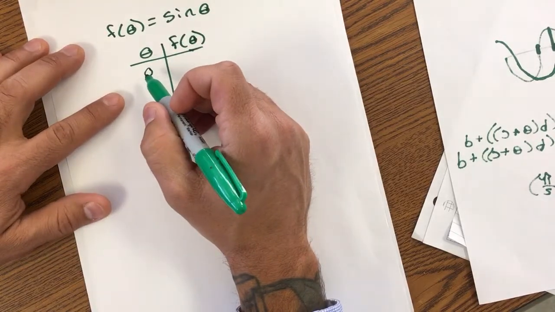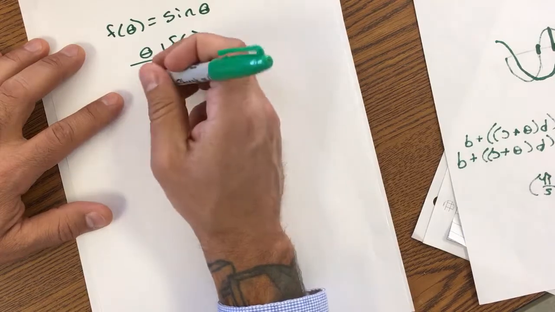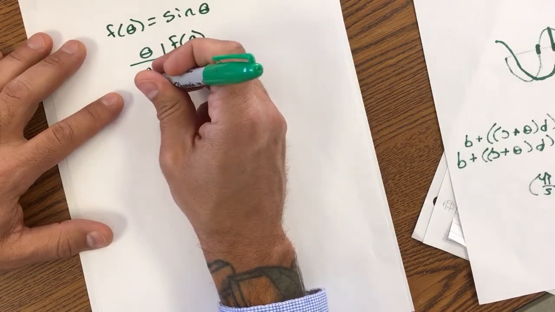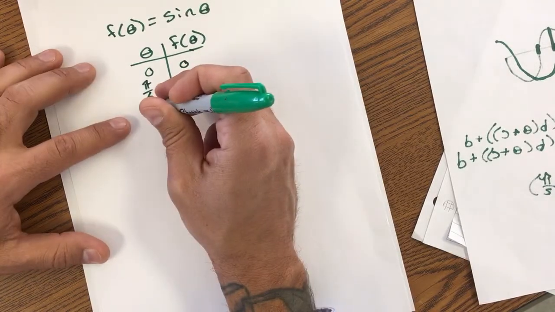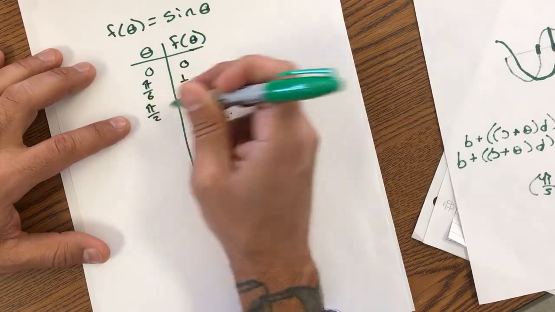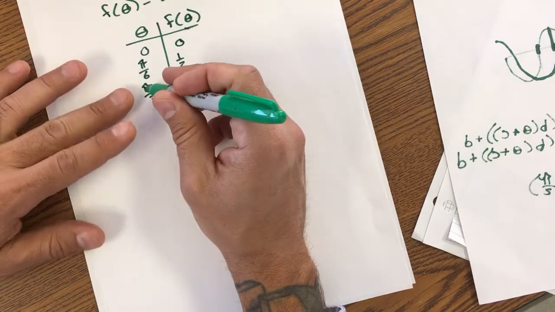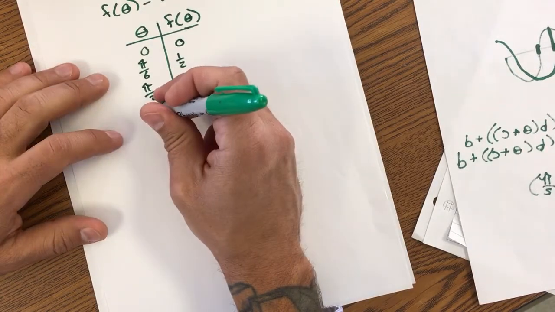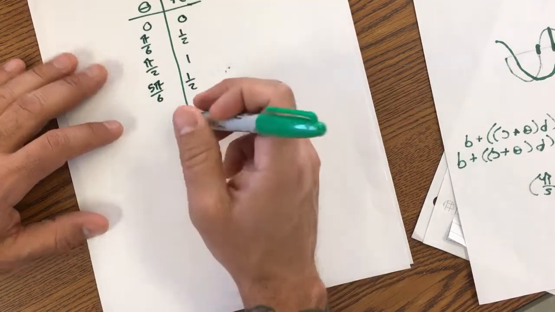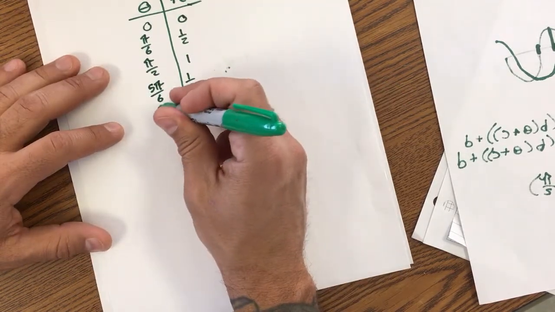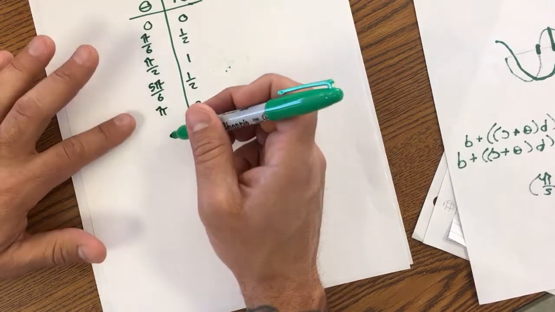At 0, the sine of 0 is 0. And then we go to pi over 6, and that gives us 1/2. Then we go to pi over 2, and that gives us 1. Then we go to 5 pi over 6, and that's 1/2. And then we go to pi, which is 0.